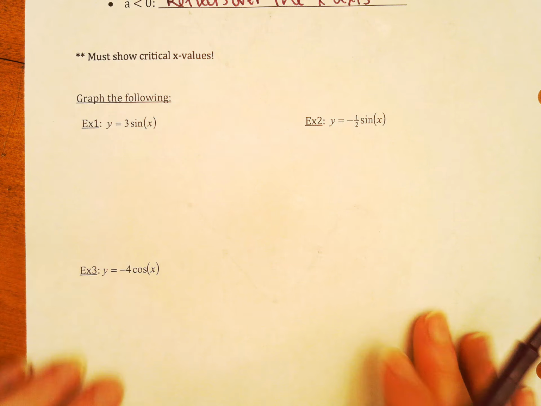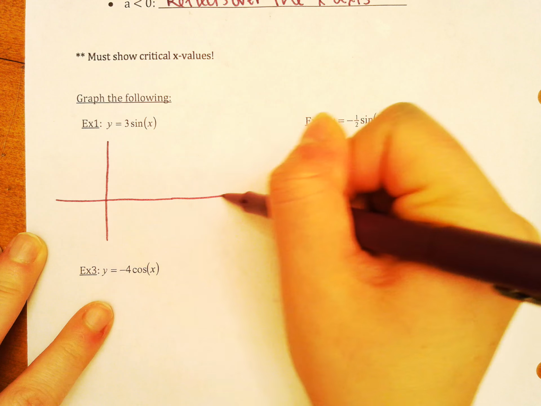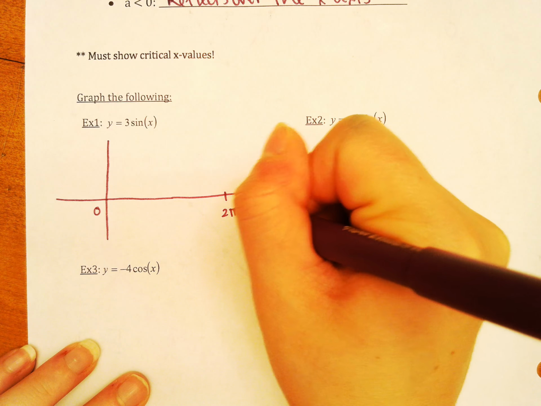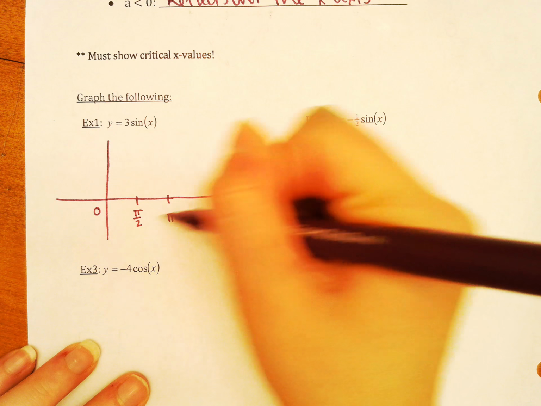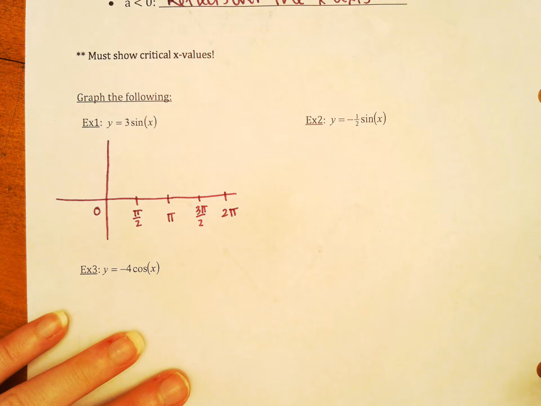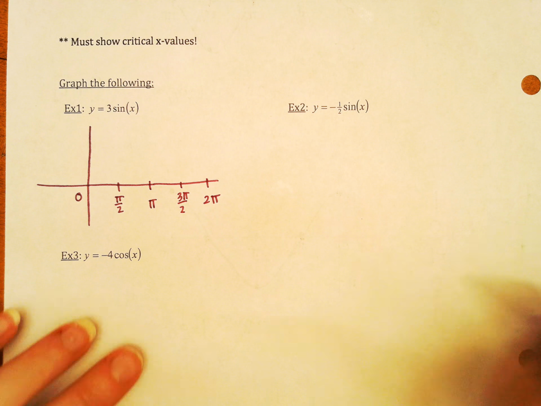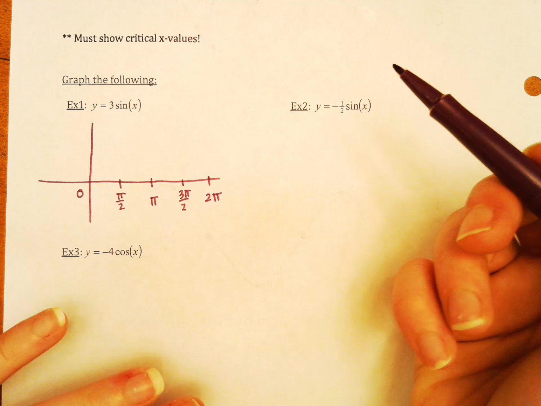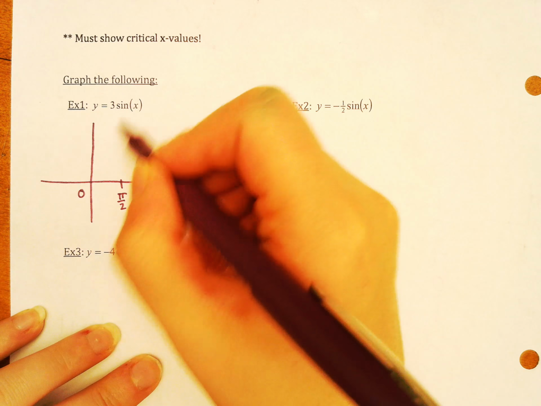Okay, so we're just going to practice a couple. We're going to start with 3 sine x. We have our normal critical values when we're looking at that. So we've got 0, pi over 2, pi, 3 pi over 2, and 2 pi. Those are the normal quadrantal angles of our sine function and cosine function. At 0, we're just going to go through this process. You can make a table if you want off to the side, but we're just going to go through the process of graphing. So at 0, my sine value is 0.